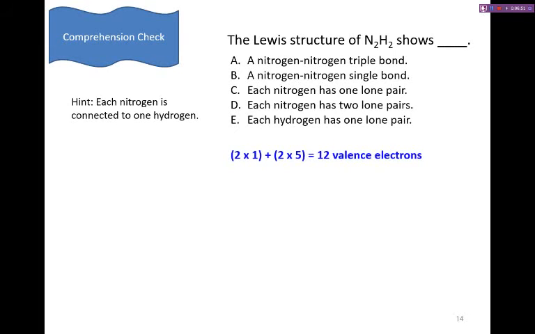First, we want to count up the valence electrons. The hydrogens, there's 2 of them, and they each have 1 valence electron. There's 2 nitrogens, each with 5 valence electrons, giving us a total of 12. When we put the nitrogens in the middle and the hydrogens on the outside, draw single bonds in between them first, and distribute the electrons.